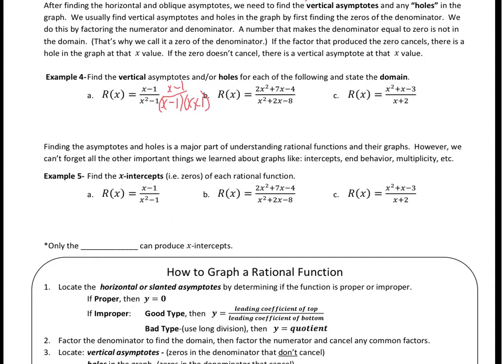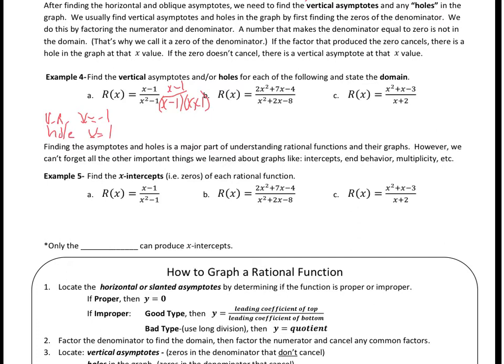So, for my vertical asymptotes, now here's one thing. With horizontal and slant asymptotes, you only have one. There's only one horizontal or one slant or oblique asymptote in a rational expression. Vertical asymptotes, you can have several. So on this one here we have a vertical asymptote at x equals negative 1, and we have a hole at x equals 1.